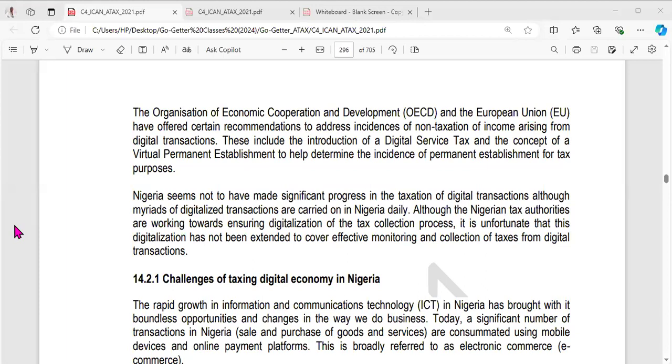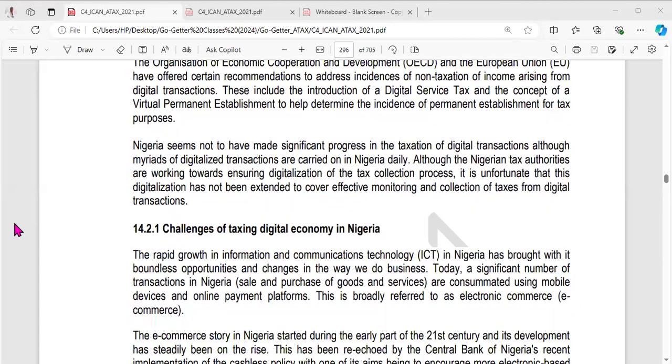Have they been able to track and monitor all the amount of money that is going away from Nigerians through Facebook adverts, Instagram, TikTok, Snapchat, YouTube, Zoom? All these are digital transactions that they cannot effectively monitor. So it becomes a challenge.